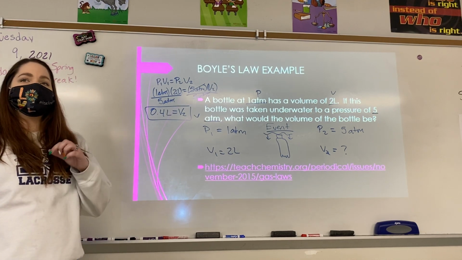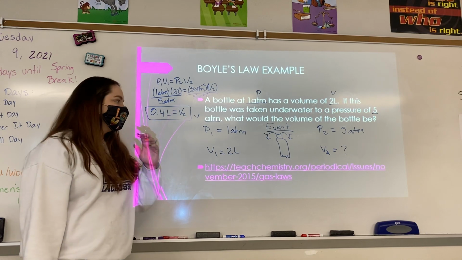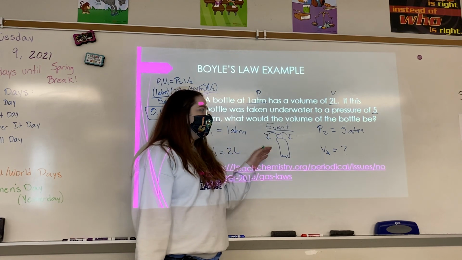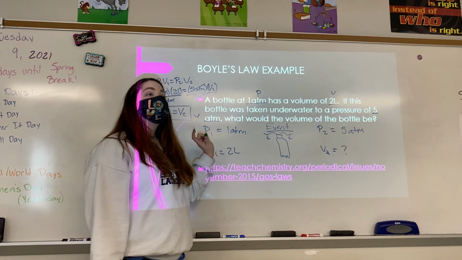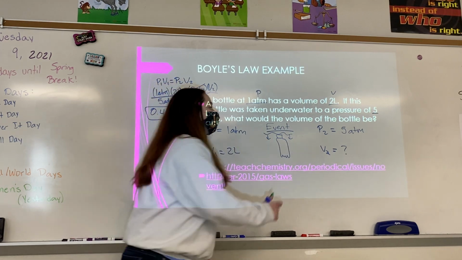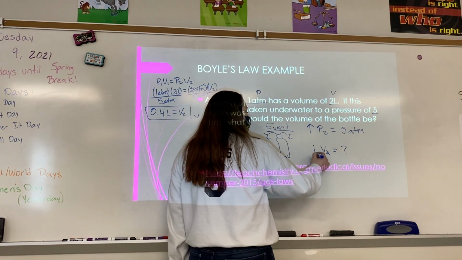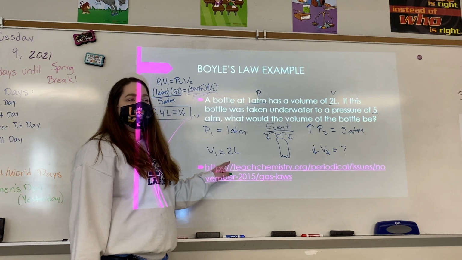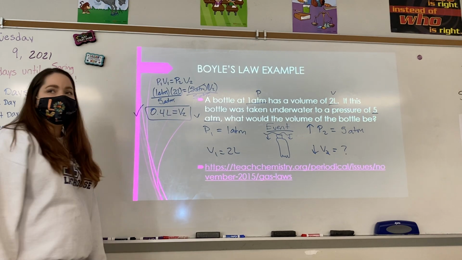If your answer does not make sense, then your answer is wrong. What I mean by making sense is, we know that there is a relationship between these two things, pressure and volume. If pressure does one thing, what is the volume going to do? The opposite. So what is happening to my pressure? My pressure is increasing. So what should happen to my volume? My volume should decrease. So my volume should be lower or smaller than 2. Is my answer smaller than 2? Yes, so then I know that I did it correctly and I have the correct answer.